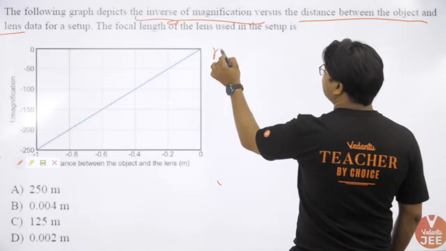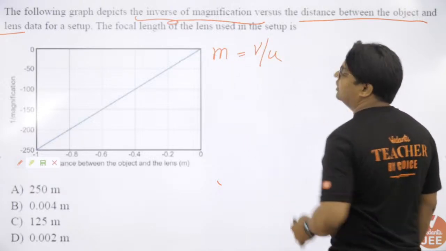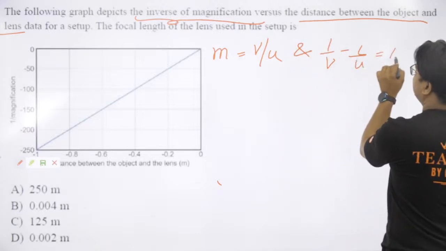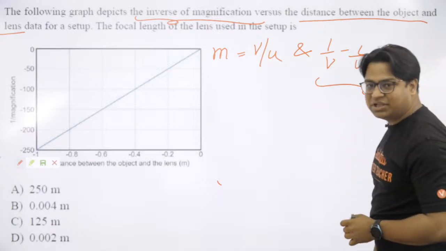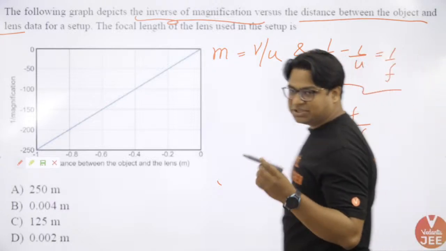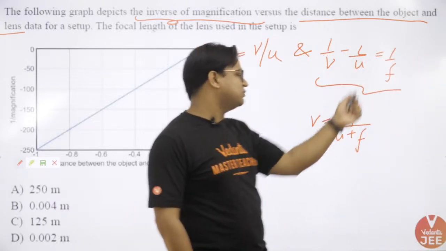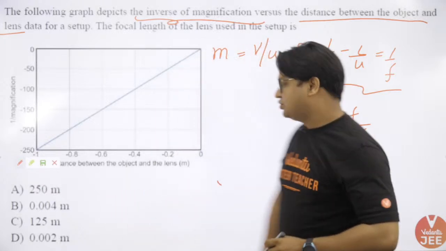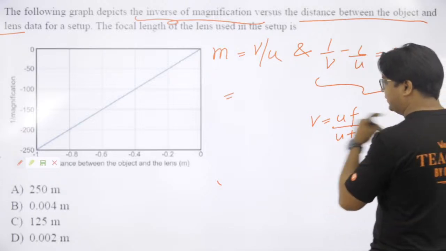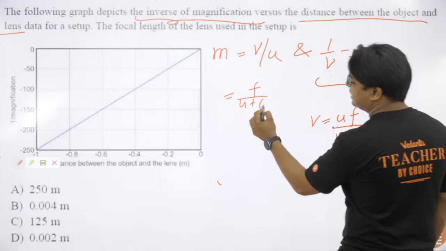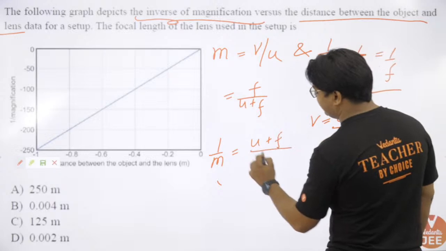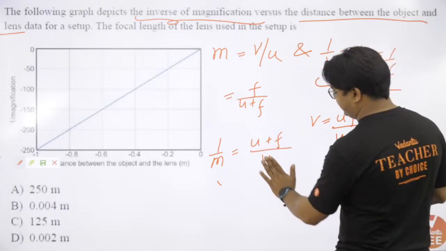So magnification for a lens is defined as v by u, and we are also aware of the lens formula, which is 1 by v minus 1 by u equal to 1 by f. When I rearrange terms in the lens formula, I obtain v as uf upon (u plus f). Now this is something that you can verify. Simple rearrangement will give you uf upon (u plus f). So this also means that v by u will give you f upon (u plus f), which also means that 1 upon magnification will give you (u plus f) upon f.